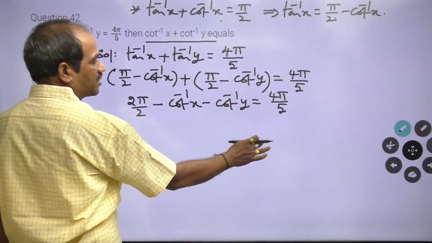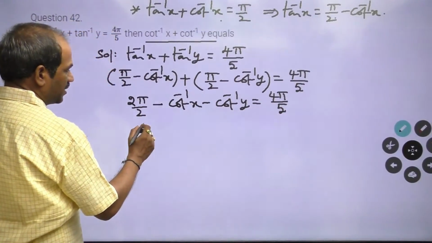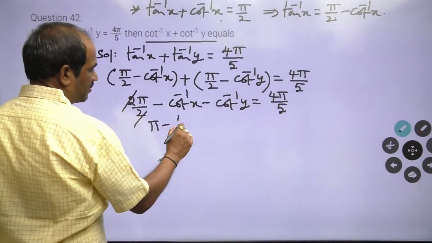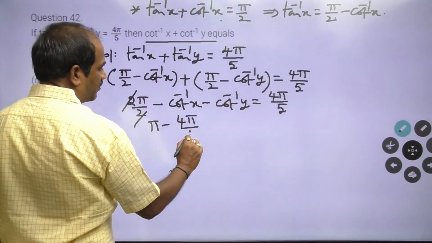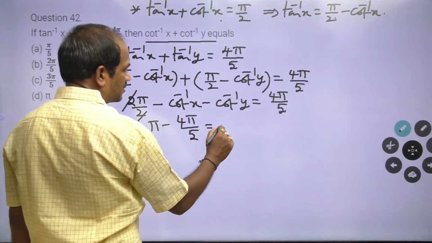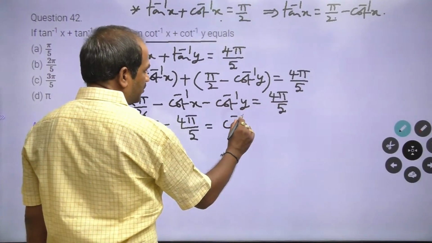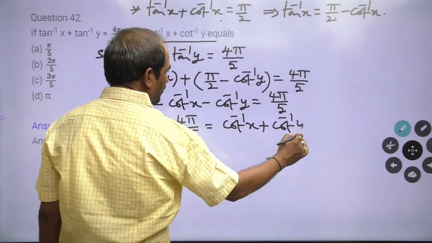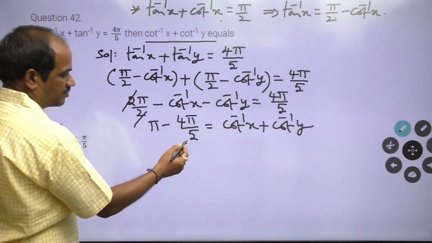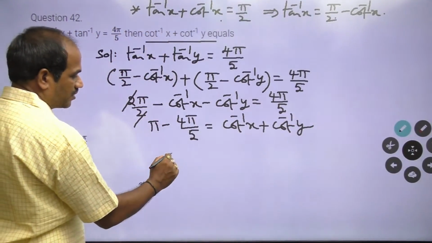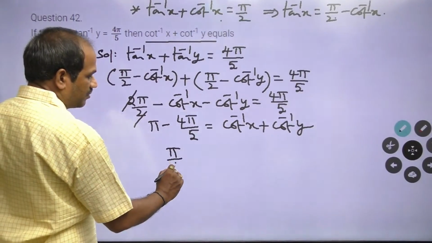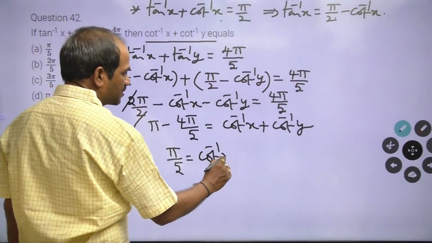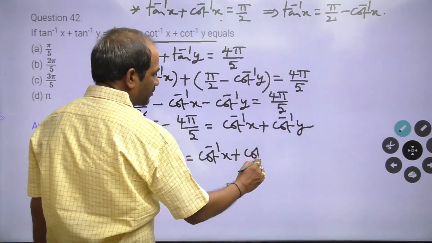Taking these two terms to this side, the 2 gets cancelled. Next, pi minus 4 pi by 5 is equal to cot inverse of x plus cot inverse of y. Take the LCM: 5 pi minus 4 pi is pi by 5. So pi by 5 is equal to cot inverse x plus cot inverse of y.